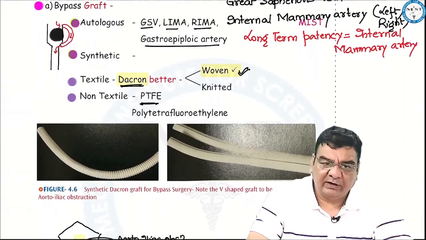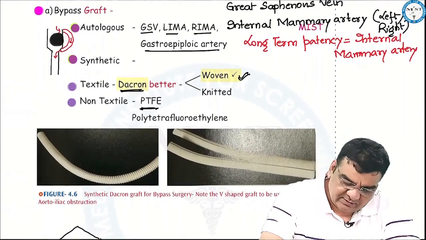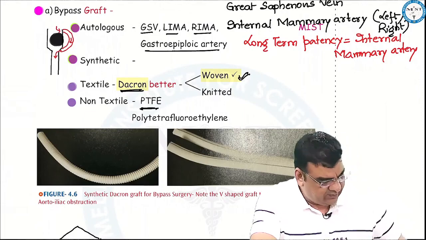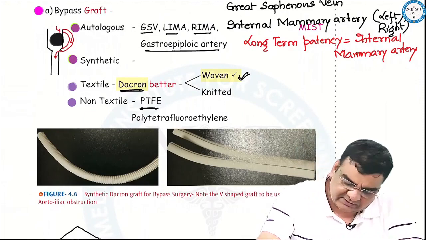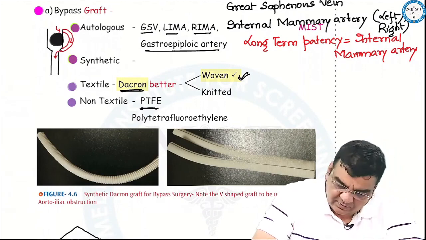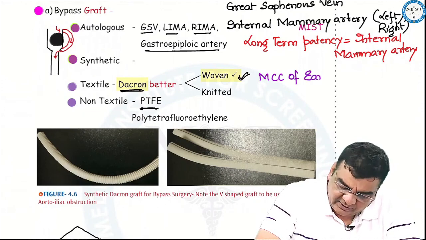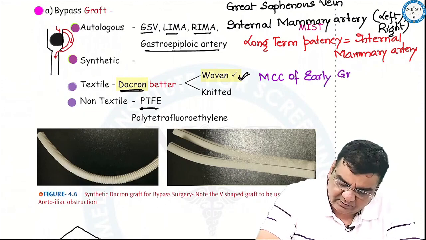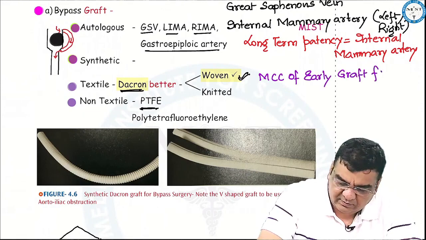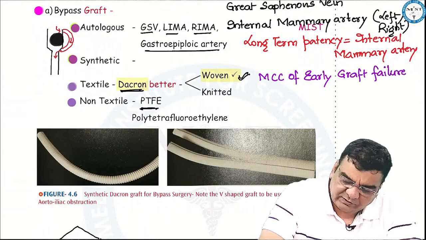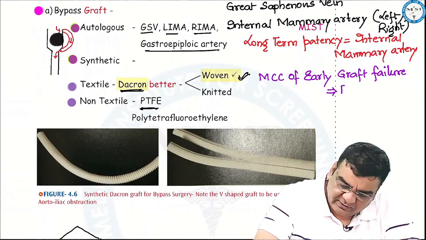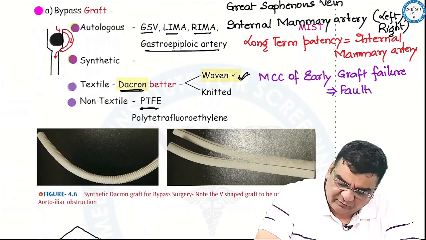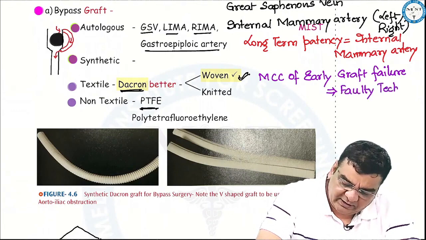Whenever we are putting these grafts, there might be some problems which we might face at times. For example, most common cause of early graft failure. Whenever we are using this bypass graft, the graft can fail. Initially, it is the fault of the surgeon, faulty technique.